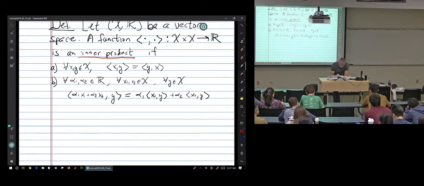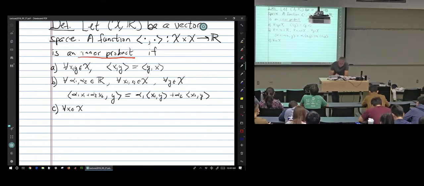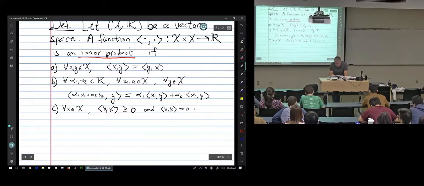Okay, I'm going to do one more thing and then we'll go back and check these two with our little simple definition in Rn. For every vector x, the inner product of the vector with respect to itself is non-negative, and the inner product equals 0 if and only if x is the 0 vector.